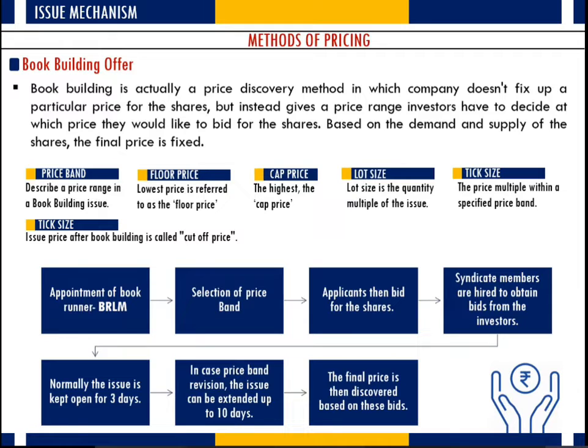Now, the final price at which everybody will get shares, either at floor or at cap, will be decided by the merchant banker. That price is called the cutoff price. So cutoff price is the price at which the shares will be allotted to the investors. Then you have lot size. Lot size means the minimum quantity of shares included in a lot. So investors have to either buy a lot or multiples of a lot.